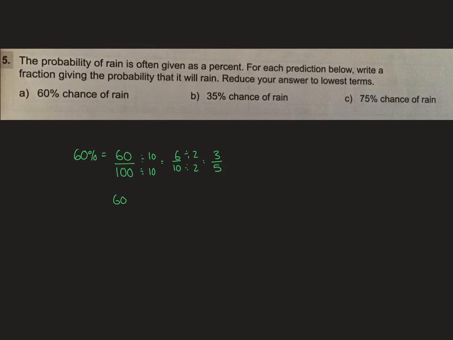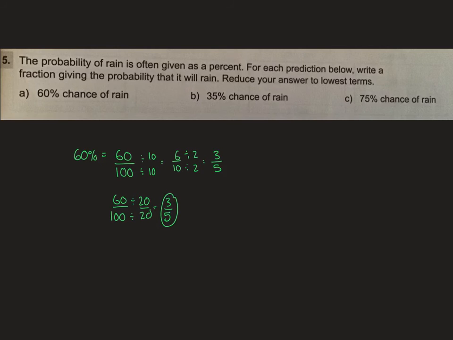Now, it's absolutely fine if you are starting smaller. You could start by dividing it by 2 and divide it by 2 a whole bunch of times. I personally would probably divide it by 20 right from the get-go and then make my way to 3 out of 5 because I know that that's the greatest common factor. So either way, 3 out of 5 would be the probability that's equivalent to a 60% chance in lowest terms.